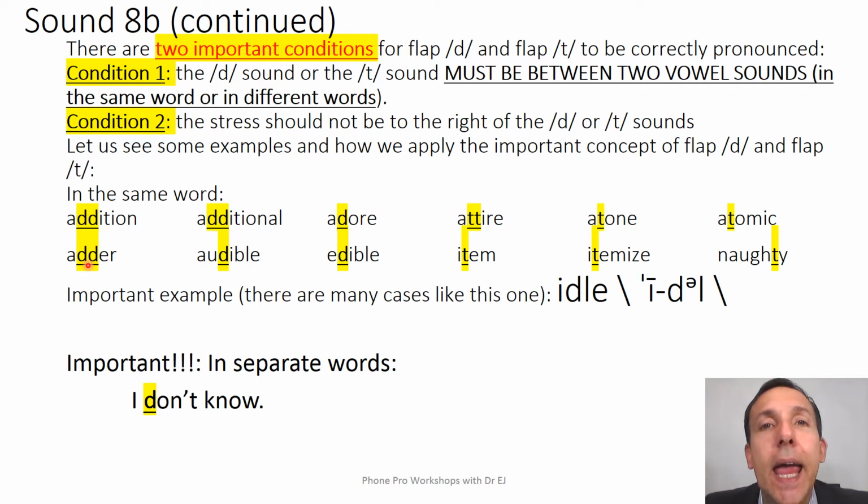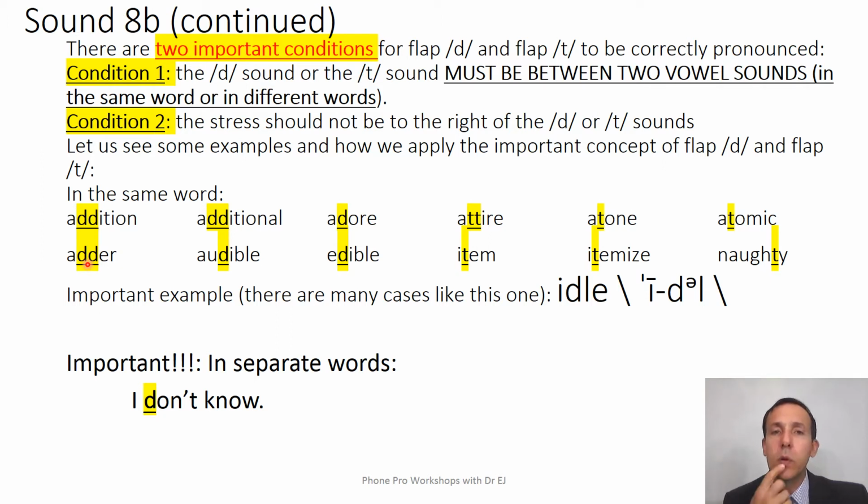Ra, re, ri, ro, ru. Now, just to help you, in case it helps, the flap T or flap D sound is very similar, if not identical, to the sound of R in languages like Italian, Russian, Spanish. So if you speak one of those, or if you have studied one of those languages, this sound is very similar to ra, re, ri, ro, ru. If you don't know that sound, well, you learn it.